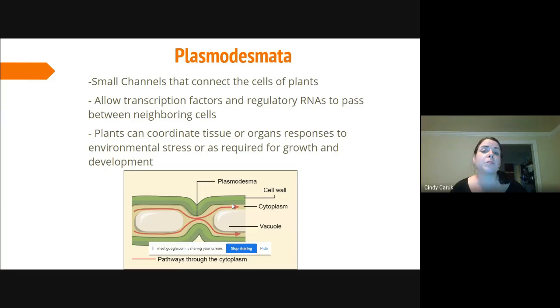Plasmodesmata, those are like gap junctions that we have in animal cells. Those are openings here in the cytoplasm. It allows things like transcription factors and regulatory RNAs to pass between neighboring cells. Plants can then coordinate how their tissues or organs respond to environmental stress, or if they're growing or developing. So they become very important for that reason.